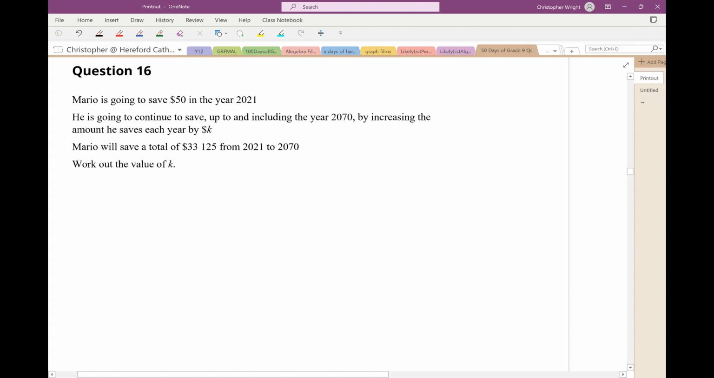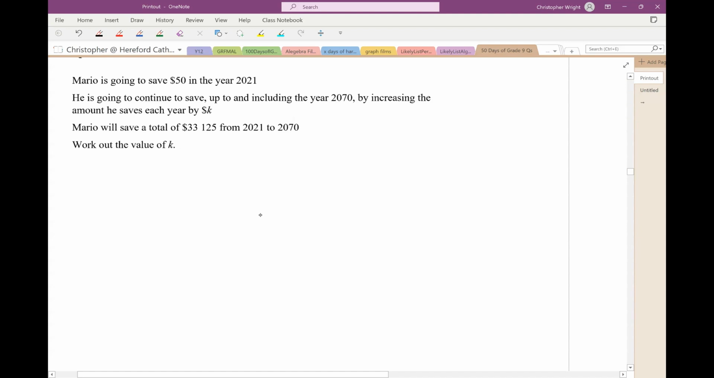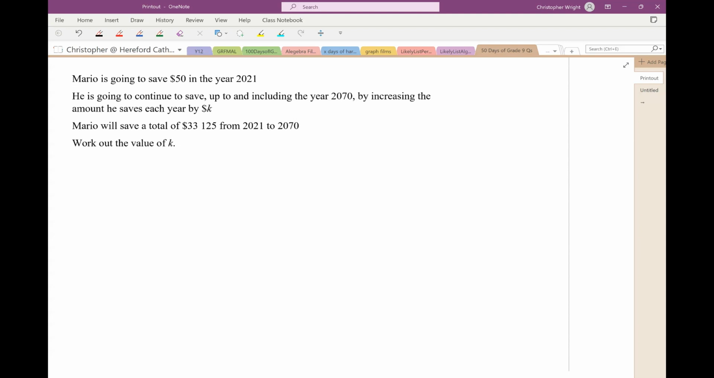Question 16. Let's have a look at this one. Right. Mario is going to save £50 in the year 2021. He's going to continue to save up to and including the year 2070 by increasing the amount he saves each year by k. I think this is going to be an arithmetic sequence going up by k each time. Mario will save a total of that much from 2021 to 2070. Work out the value of k.